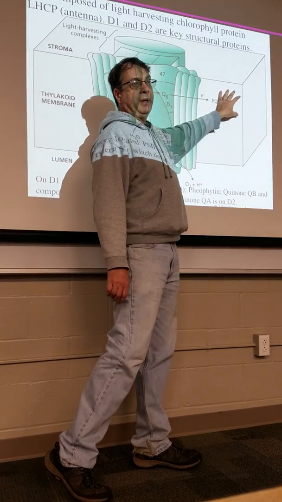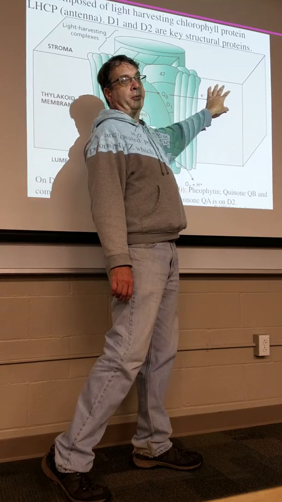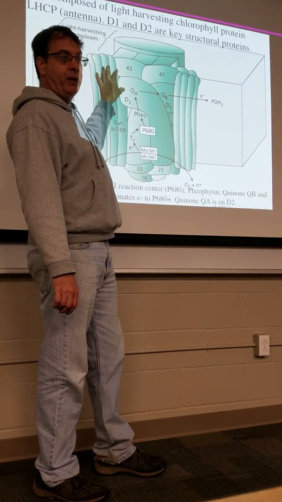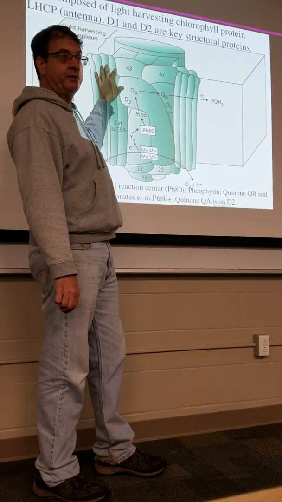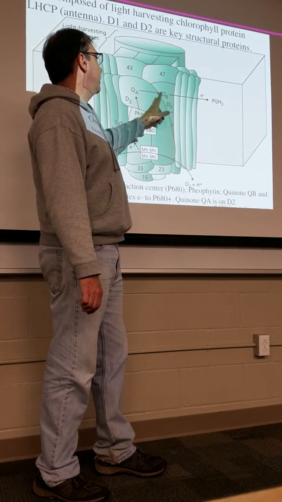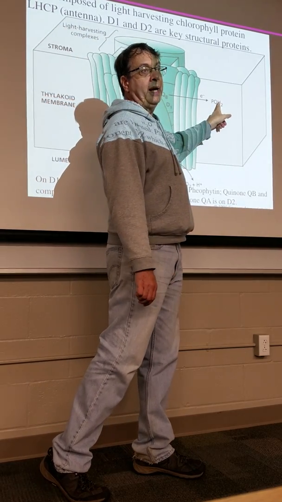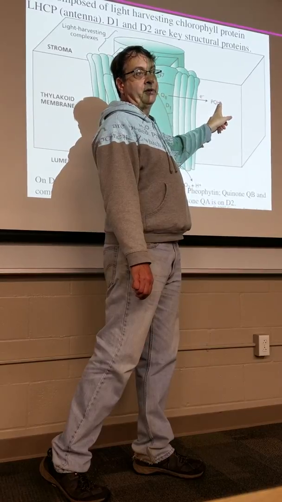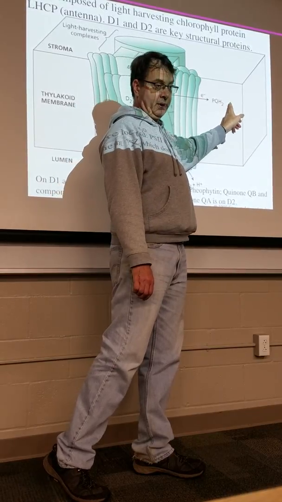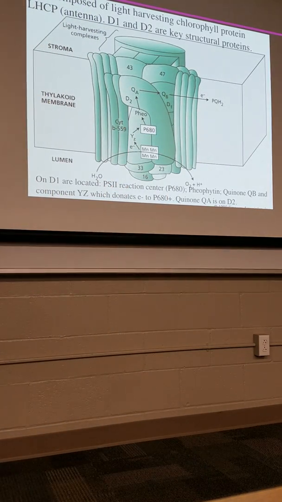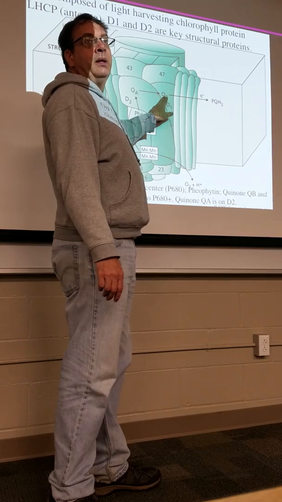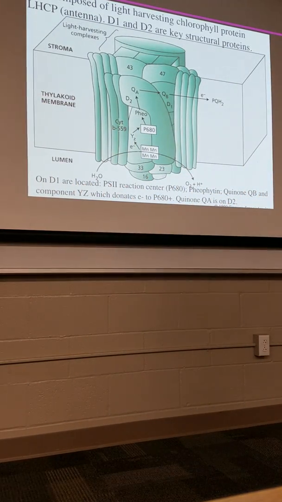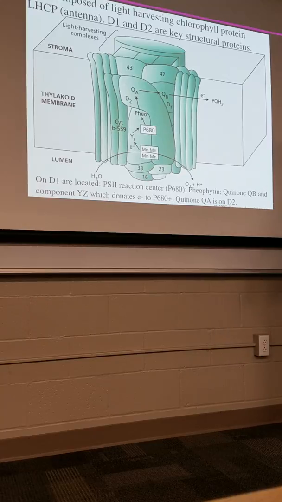So QA, QB, and plastoquinone are all three names of essentially the same molecule. The only real difference is the oxidation state. This can receive 2 electrons, this can receive 1, and this has already received 2 electrons. So plastoquinone doesn't depart until it's picked up 2 electrons. And D2 is only present for QA, and D1 is only present in QB. Say that again? D2 is only present in QA, and D1 is only present in QB.